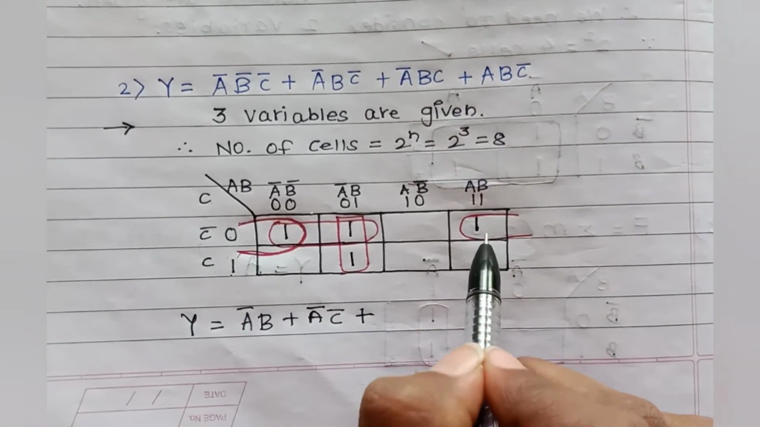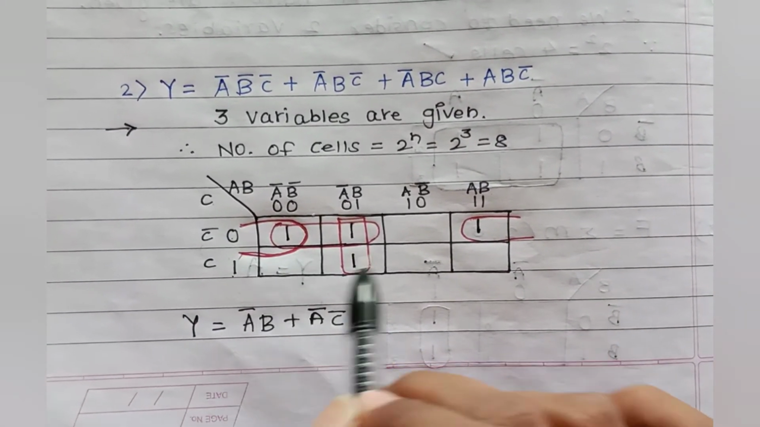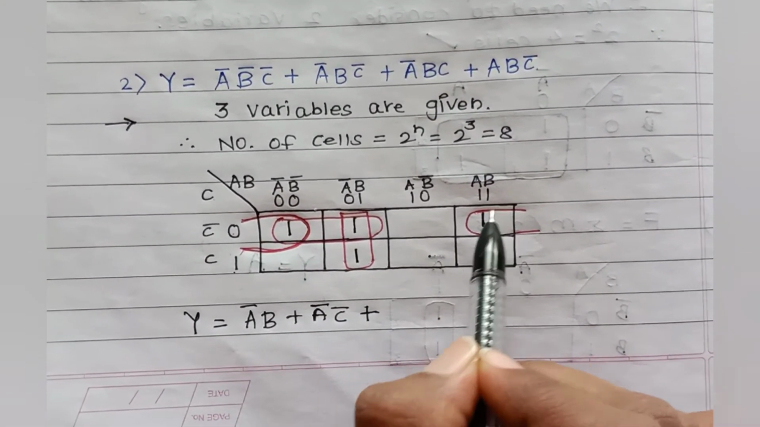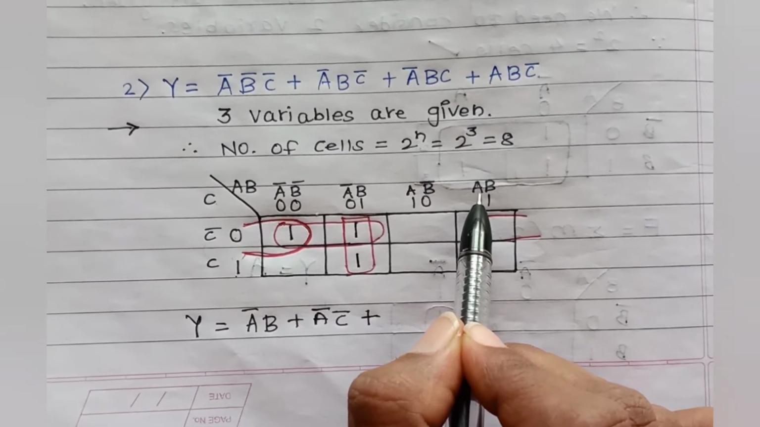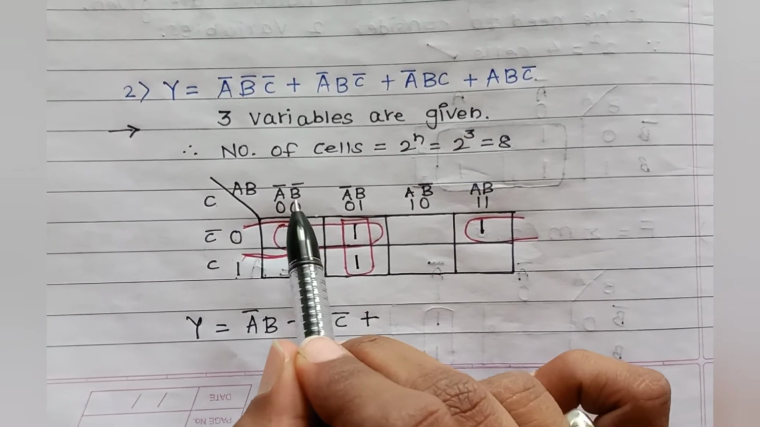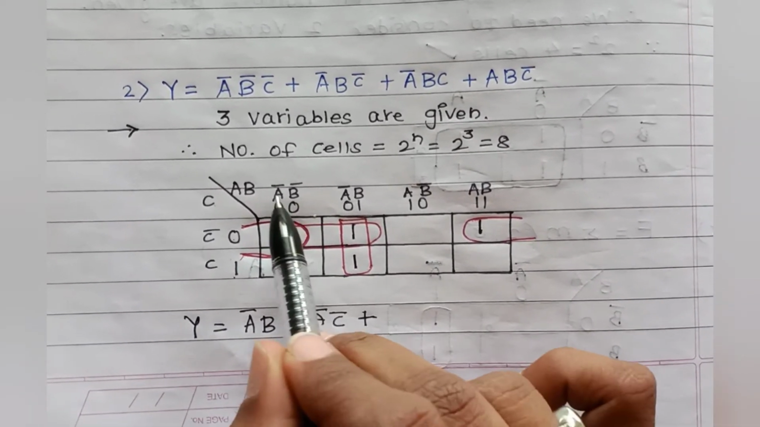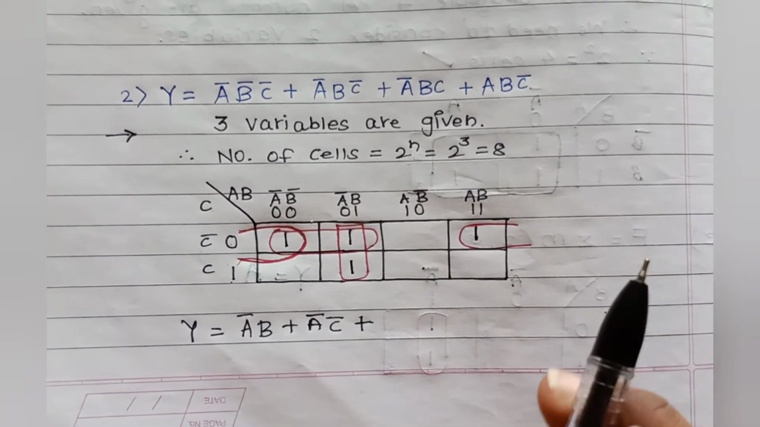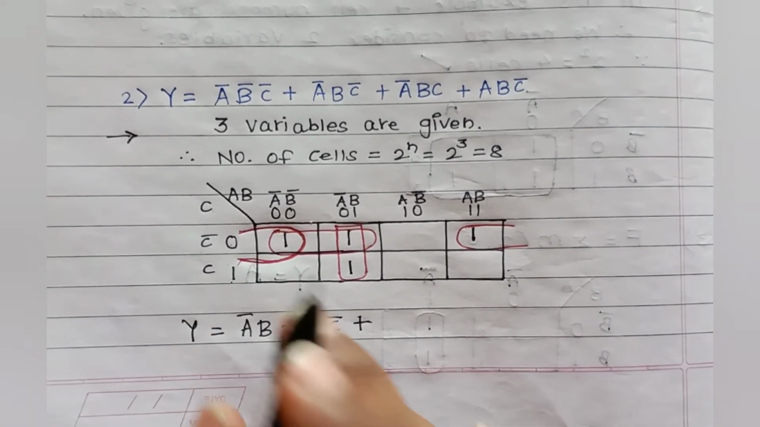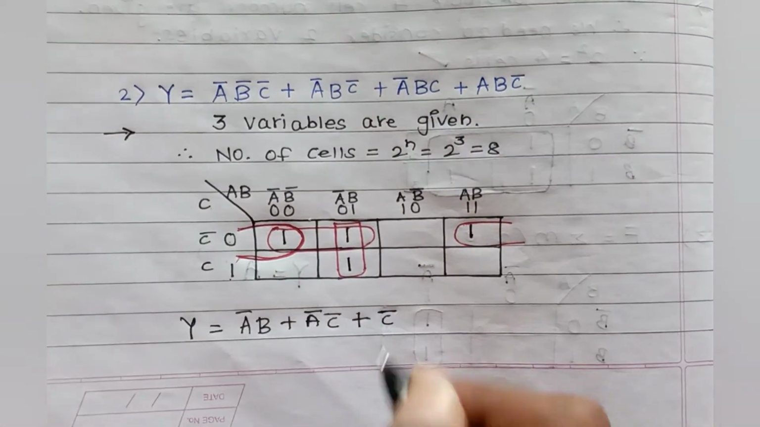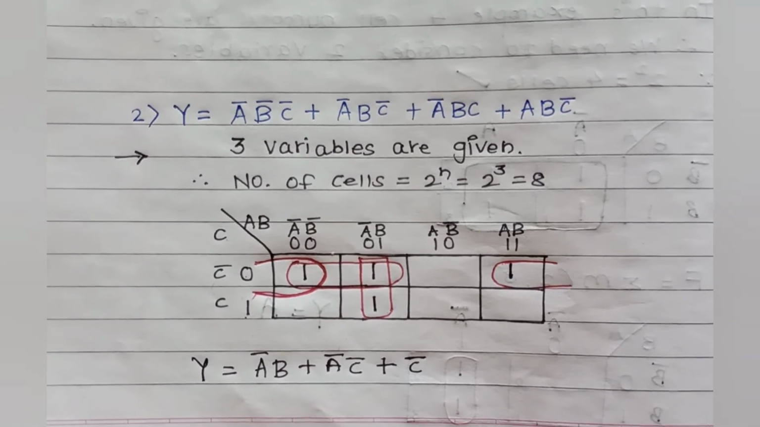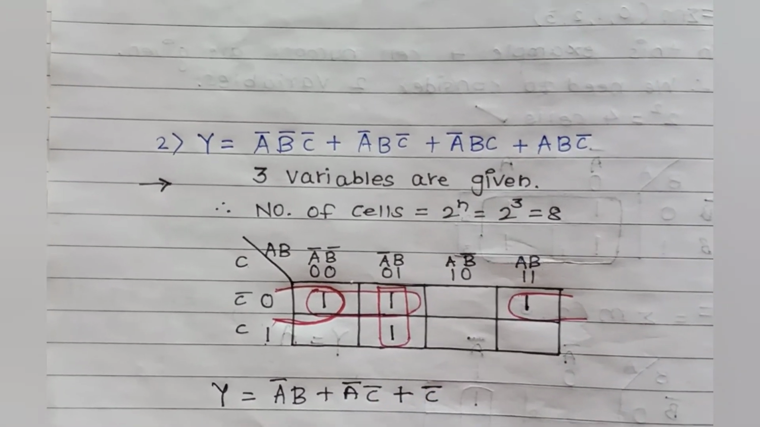Plus this one and this one, it is forming another pair. So in that we have A bar changes from A bar to A, B bar changes from B bar to B. Means we know we cannot consider here any column, but only one row is included in that, that is C bar. So I will write down only C bar. So this is about 3 variable K-map.